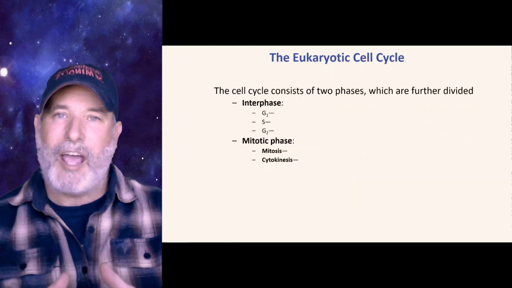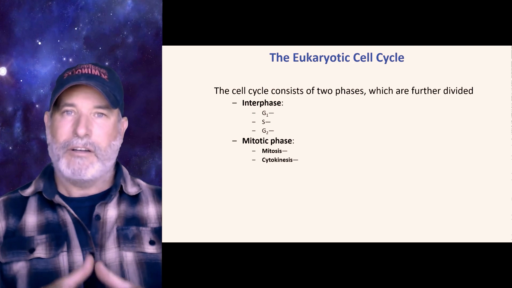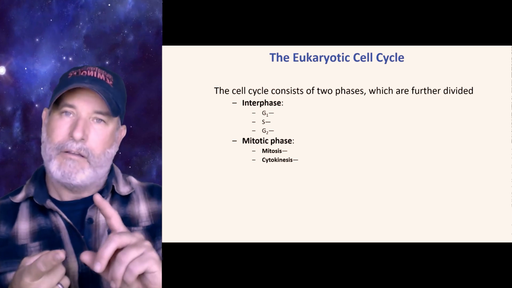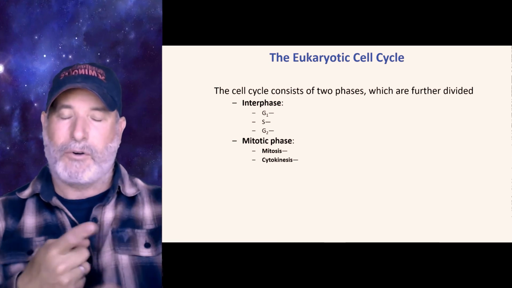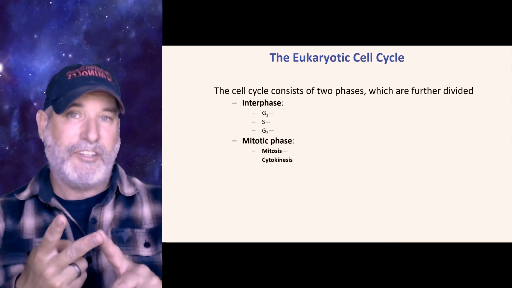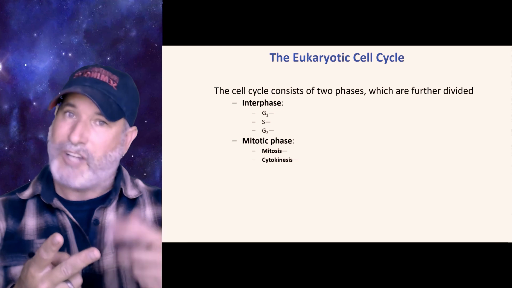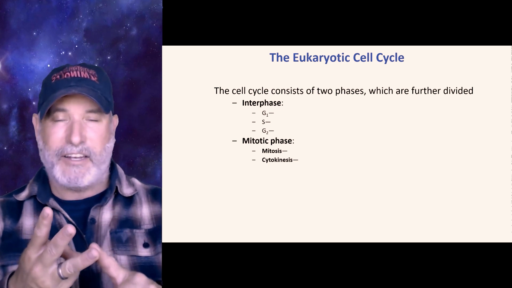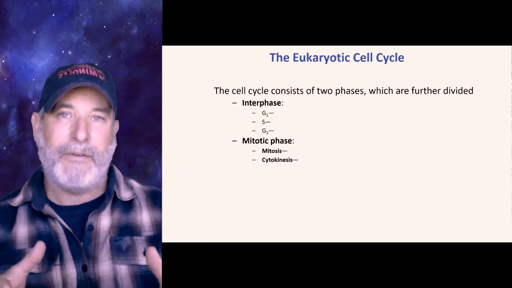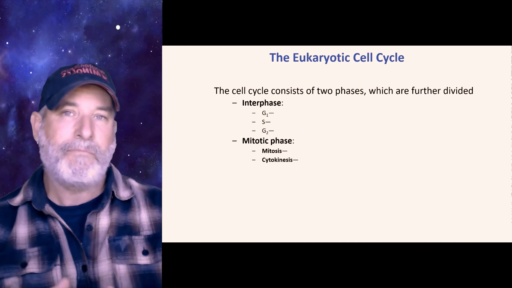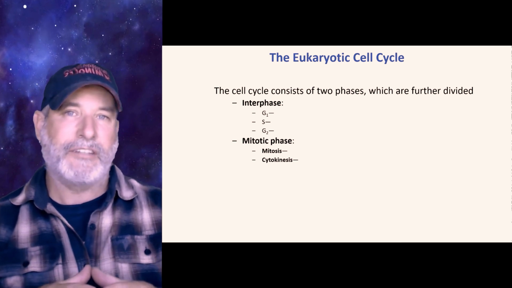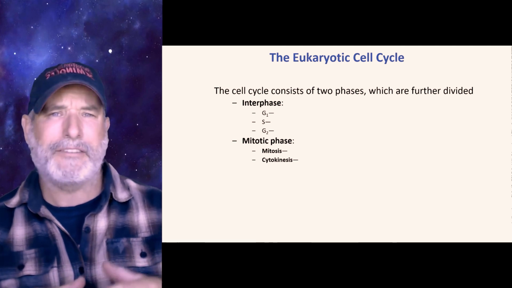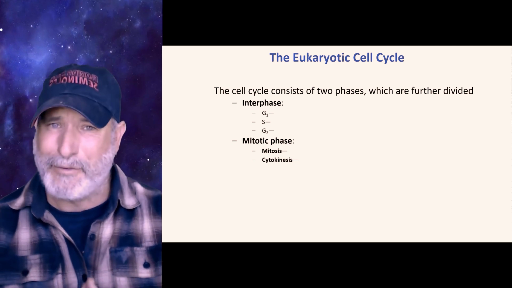So let's do a recap here. The cell cycle consists of two phases, interphase and mitotic phase. Interphase is the first gap, the S phase, which is DNA synthesis, where you're copying your DNA, and then the second gap. And then you have the mitotic phase, which consists of mitosis and cytokinesis. And don't forget that mitosis includes prophase, prometaphase, metaphase, anaphase, and telophase.